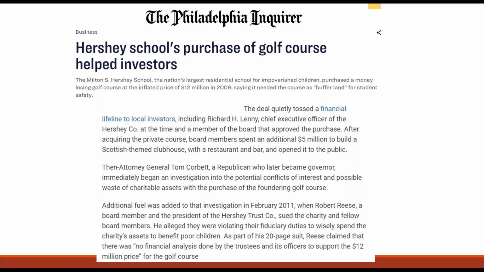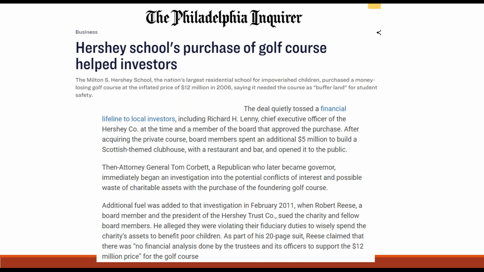So that is a classic conflict of interest transaction. That director should not have been approving the purchase of the golf course. And the board should have been really careful around that decision to approve the golf course. I want to direct your attention to the third paragraph, though, which is also interesting. In 2011, a board member also sued the organization, claiming that they violated their fiduciary duties by purchasing the golf course at all. The board member said that they didn't perform a financial analysis to support paying $12 million for the golf course. So that's actually a different duty.